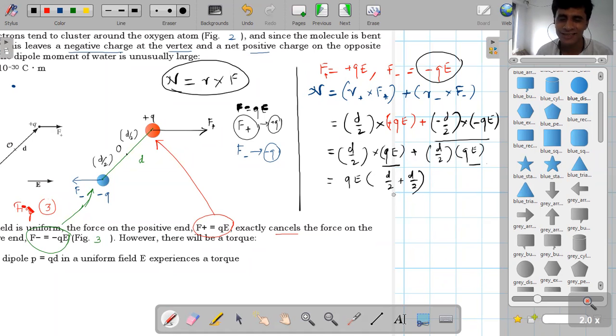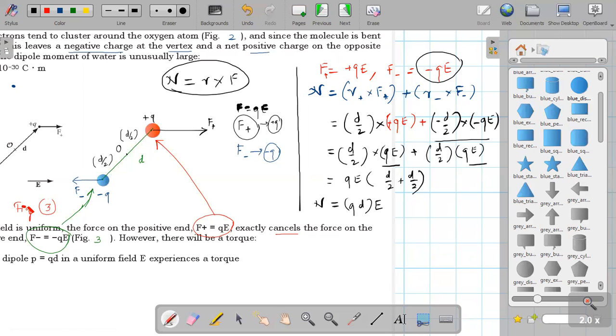And that is your d by 2 plus d by 2 is d. And therefore, we can write this, can I write like this? But what is the QD? What is your QD? Dipole moment. See, this is your P. Yes, perfect. That is your dipole.